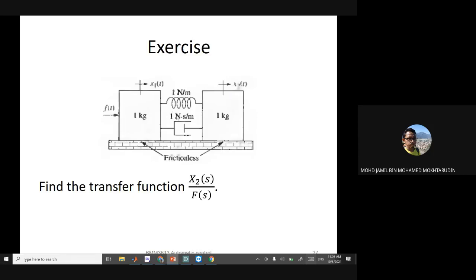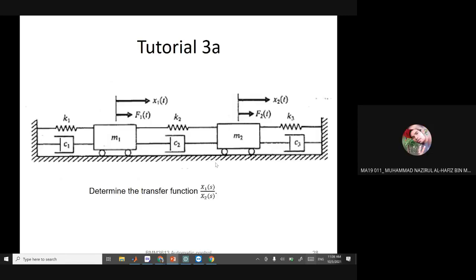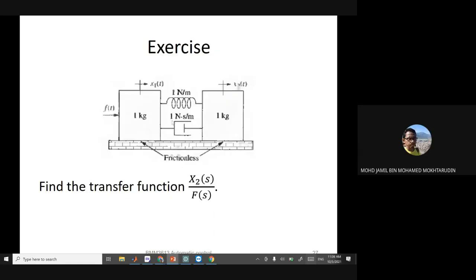But this system is 2 degree of freedom, so you will be required to use matrix form. Focus on one thing: it is still 2 degree of freedom, but when applying Cramer's rule, find X2 only, no need to find X1. Oh, okay. Understood. Okay, try first.